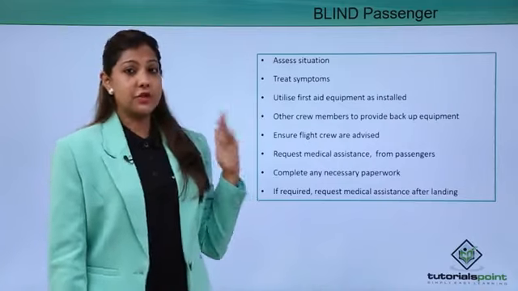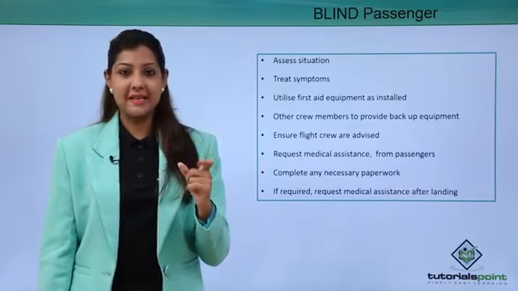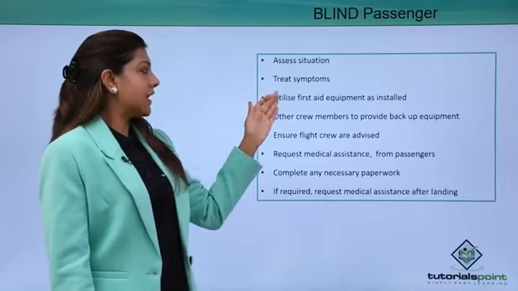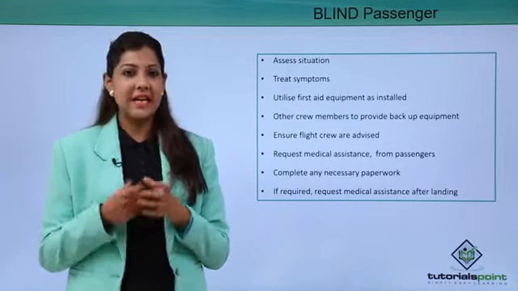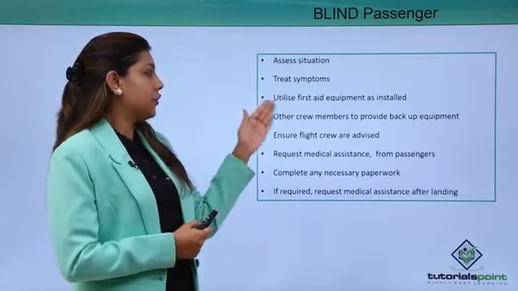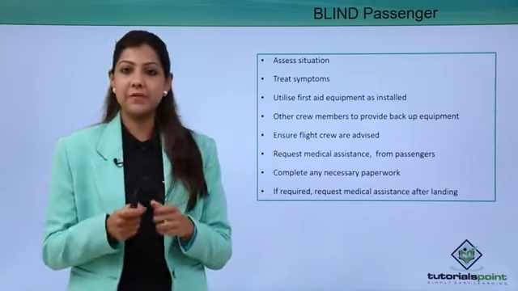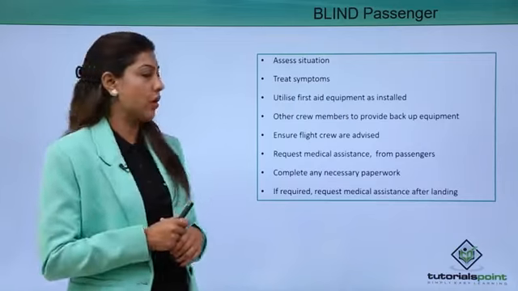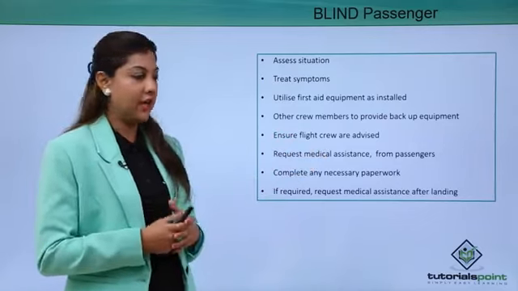With regards to blind passengers, the cabin crew first needs to assess the situation, understand what kind of blindness the person is having. They need to make sure that they treat the symptoms and utilize first aid equipment as installed. So if a blind passenger needs any help with regards to first aid, they need to make sure that they give them first aid. Other crew members provide backup equipment. Ensure that the flight crew, the captain of the flight, the pilot, knows that there is a blind passenger on board. Request medical assistance from passengers in case there is a need for help.